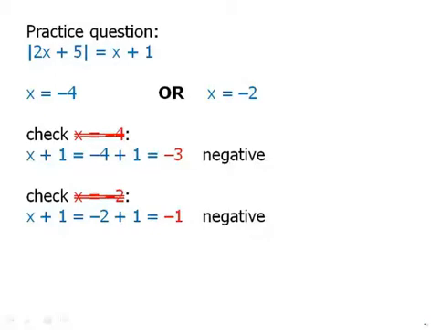The algebra leads us to think that they might be solutions, but it turns out that they actually don't work when we plug them into the original equation. So both our roots here are extraneous roots, and what that means is we have an equation at the top that has no solution.